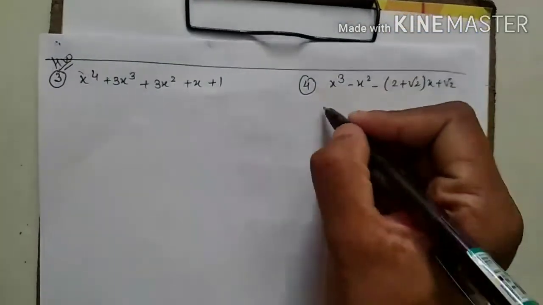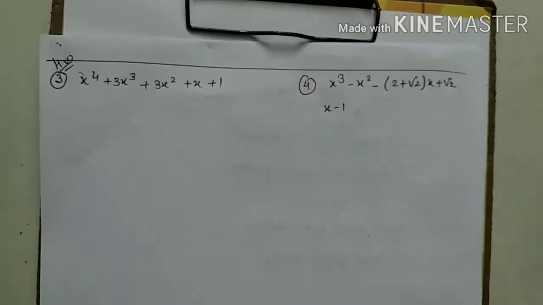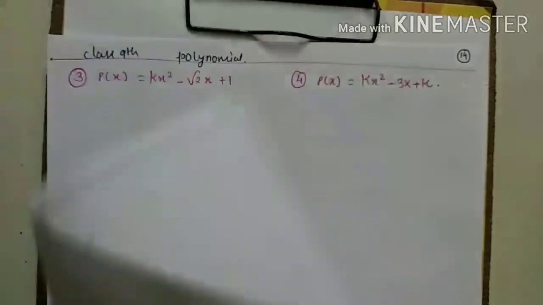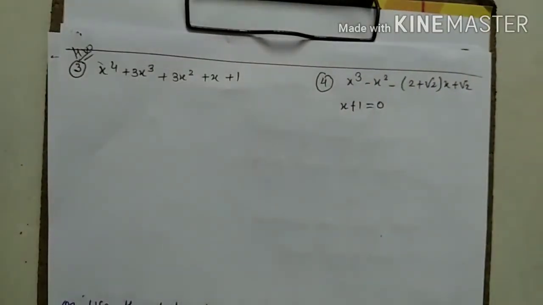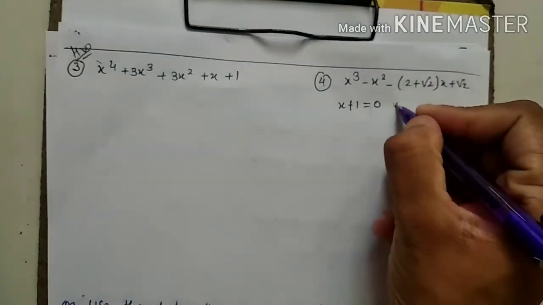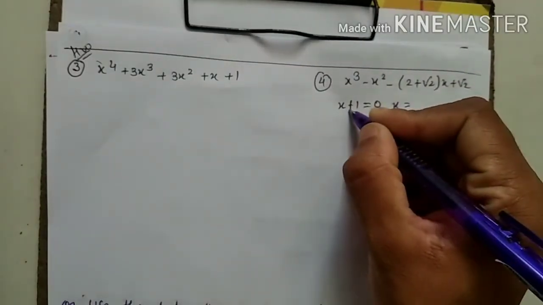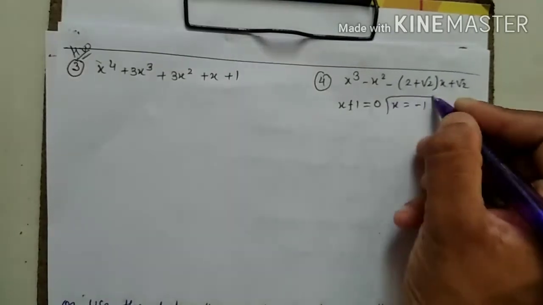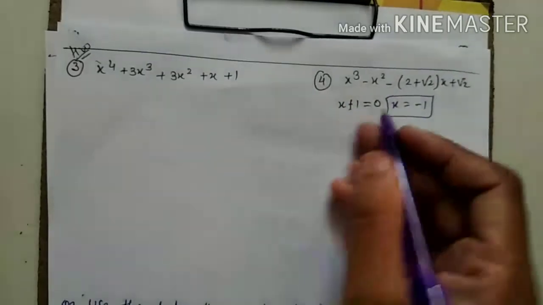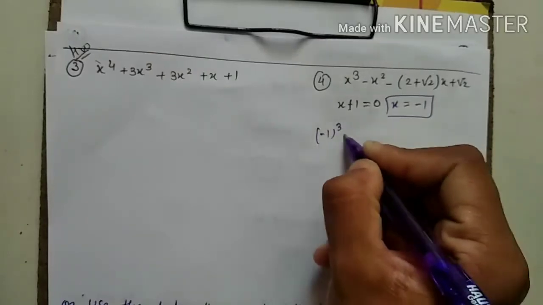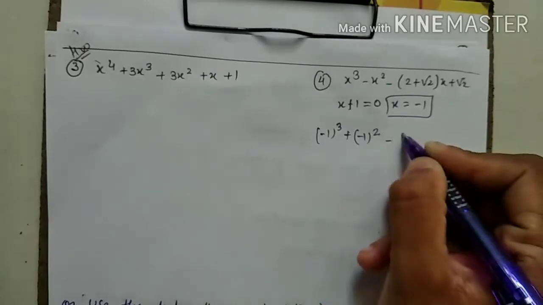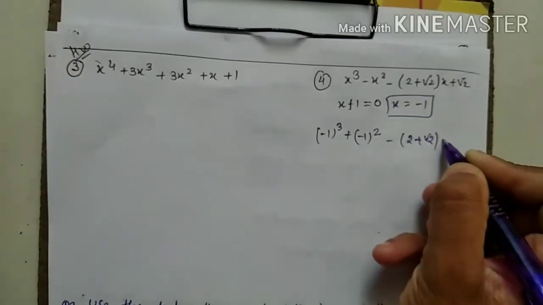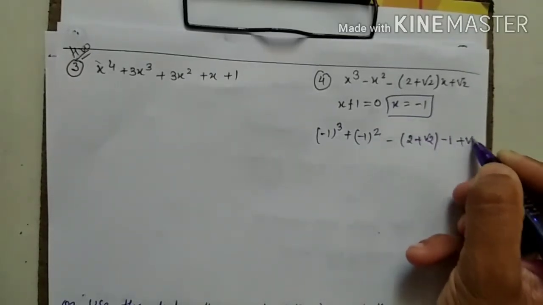How will I solve? Again, x plus 1. What is the factor we have in the question? x plus 1. So x plus 1 equals what you have to put? 0. So what are you getting? x equals, this positive 1 will go to that side, negative 1. So I have to put this in the place of x. So just see, minus 1's cube plus minus 1 square minus 2 plus root 2 minus 1 plus root 2.